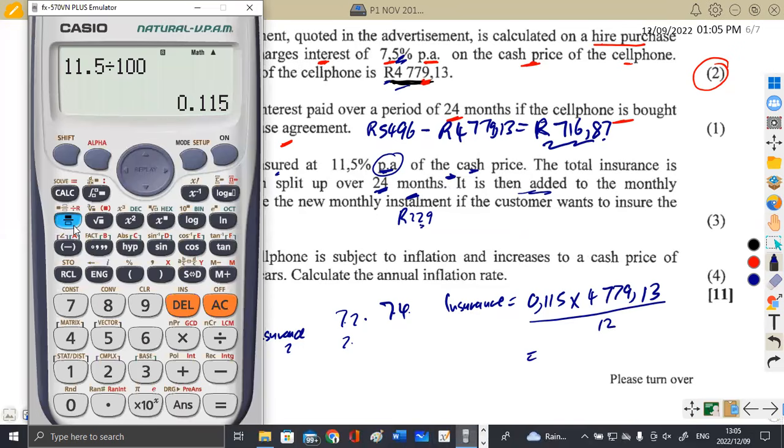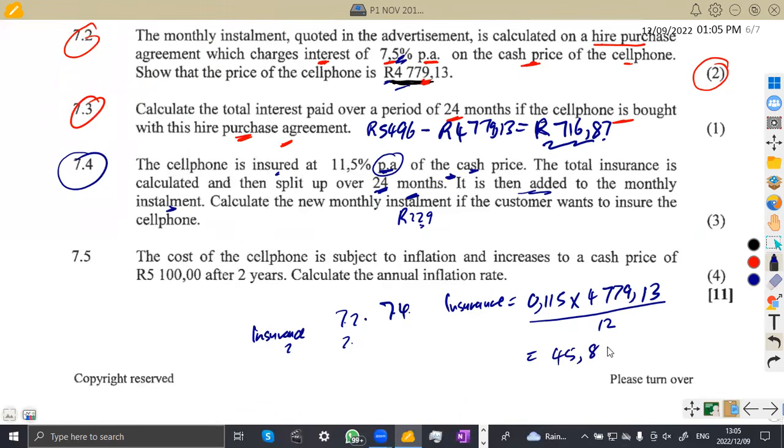All right, so let's see what the insurance was. 0.115 multiplied by 4779.13, everything over 12, which is going to be 45.799. If you want two decimal places, the 9 is going to change, and the 7 is going to change into 8. So it's 45.80. Remember, you're supposed to have two decimal places.